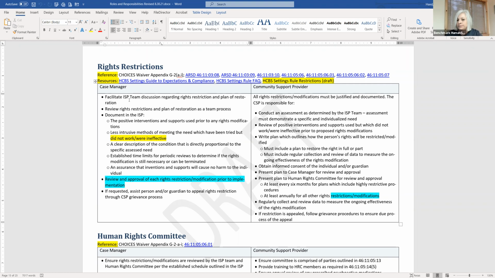Where does the ISP team discussion about rights restrictions get documented? I understand that part 2 is the plan of restoration, which is typically in that attachment, but the ISP discussion about rights restrictions, where is that documented now? Or is that a missing element? I would say that's a big missing element, at least for the majority. Sometimes I don't know that it's even discussed.